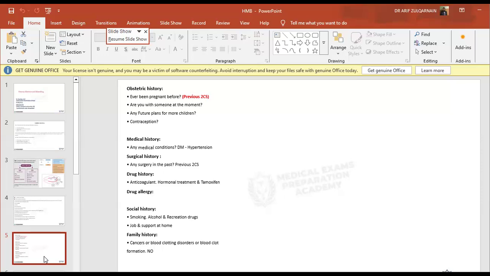Then any surgery other than cesarean section. Then drug history: you have to ask specifically about anticoagulants, hormonal treatments, and tamoxifen.